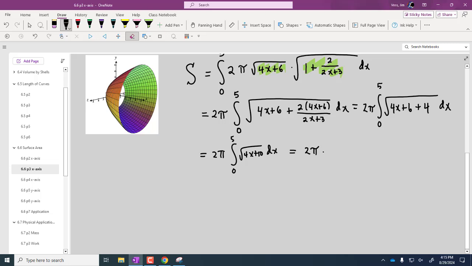Reverse chain rule, add 1 to the exponent. So that exponent's a half. We add 1 to a half, we get 3 halves. Divide by 3 halves means multiply by 2/3. And then reverse chain rule says divide by 4. And then we plug in the 5, plug in the 0, take the difference, which I'll do, but we can stop now. I'll write it down now.